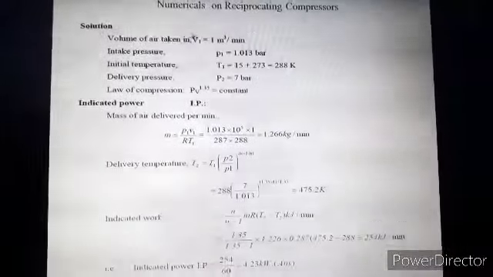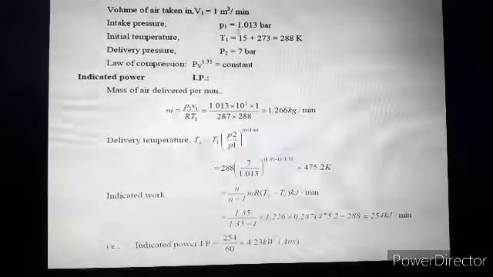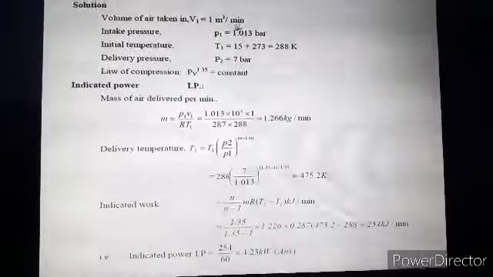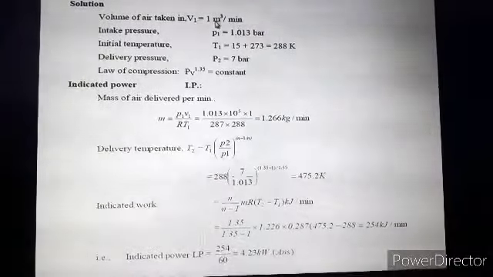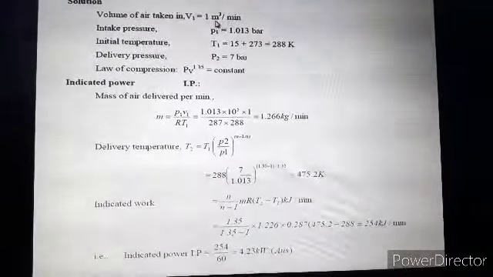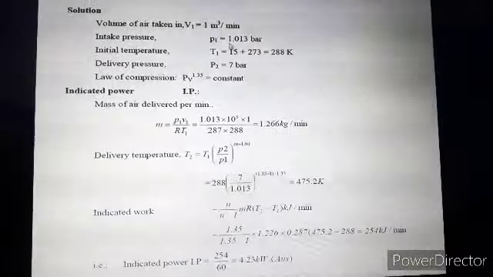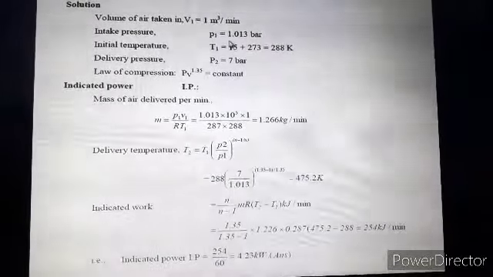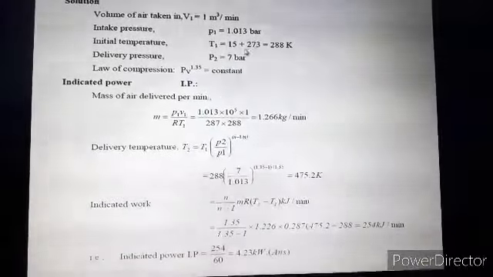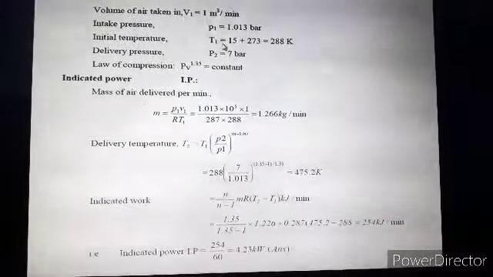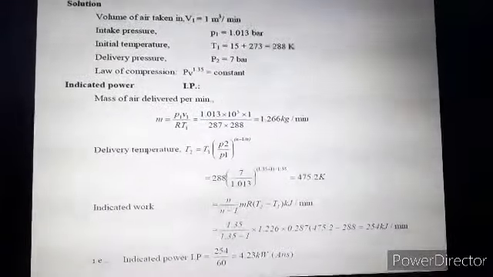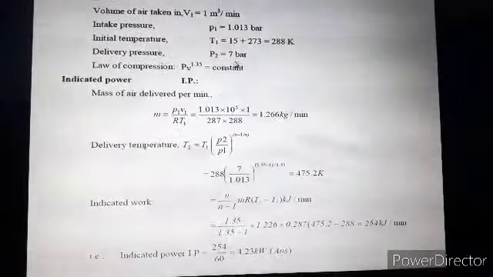Now this is the data of the numerical as discussed. Volume V1 is 1 meter cube per minute. We can convert this volume from meter cube per minute to meter cube per second. Then this is the pressure P1, 1.013 bar. We can convert this pressure from bar to Pascal, that is 1.013 into 10 raised to 5 Pascal. Then this is the temperature T1, 15 degrees Celsius, so 15 plus 273, it is 288 degree Kelvin. Then discharge pressure is P2, 7 bar.